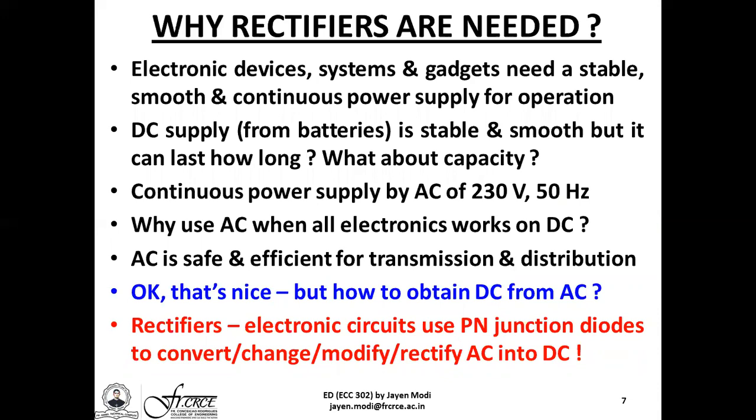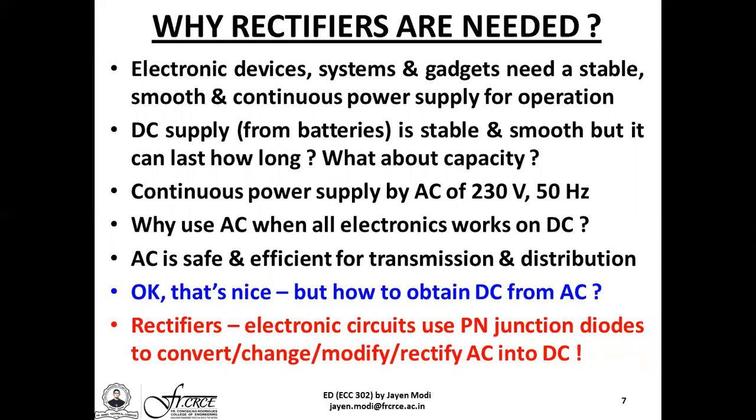While stable and smooth can be provided by the DC supply derived from batteries, continuous is a bit of a concern because DC batteries tend to deplete easily. The capacity is a big matter of concern. So the option is to go for a continuous AC power supply, which we all have in our houses, of 230 volts AC, 50 hertz, because we all have a direct line that comes from the electric company service provider to our homes. So the question is, why do we use AC when all the electronics which we are using work on DC?